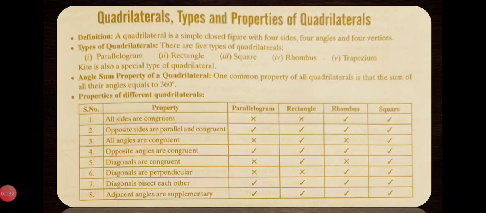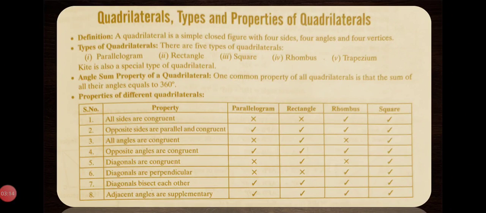Next property: all angles are congruent. Only rectangle and square have all angles equal, that is, both have all angles 90 degrees. Parallelogram and rhombus do not have this property. Opposite angles are congruent. Again, in all 4 quadrilaterals, that is parallelogram, rhombus, rectangle, square, the opposite angles are congruent.